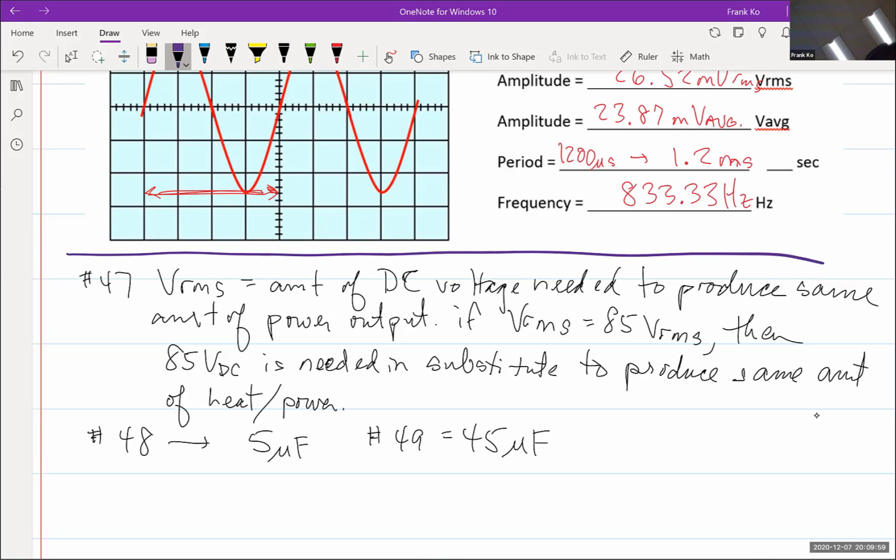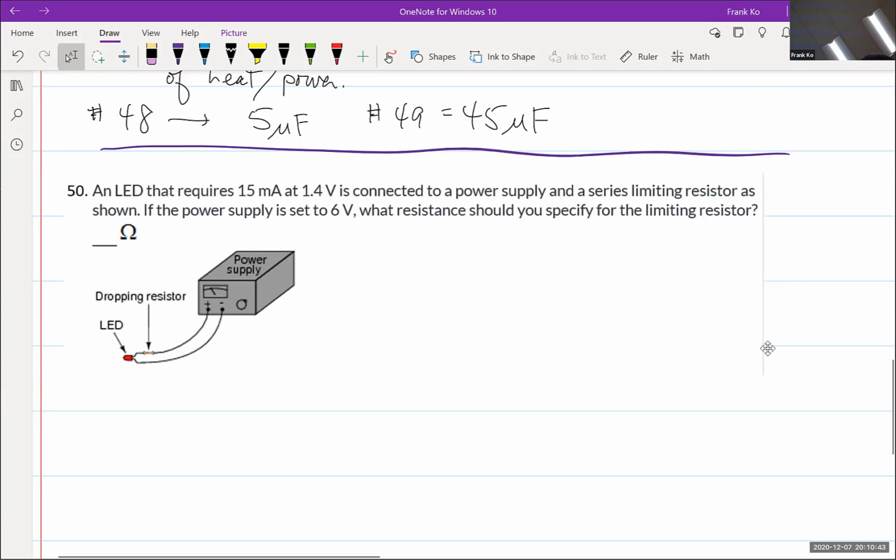Let's go ahead and take a look at number 50. Okay. LED that requires 15 milliamps at 1.4 volts is connected to a power supply with a limiting series resistor as shown. Power supply set to 6 volts. What resistance would you specify for the limiting resistor? So the question goes to Wei Ji. How would you go about solving this?